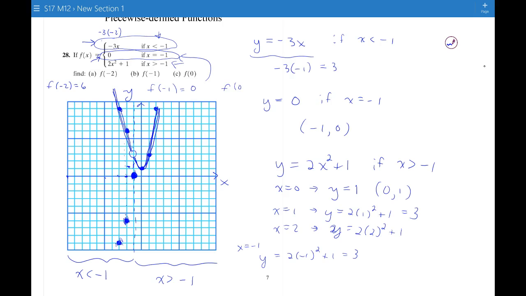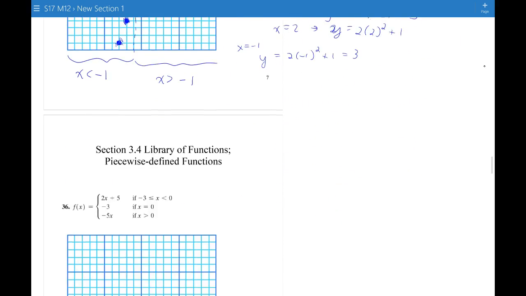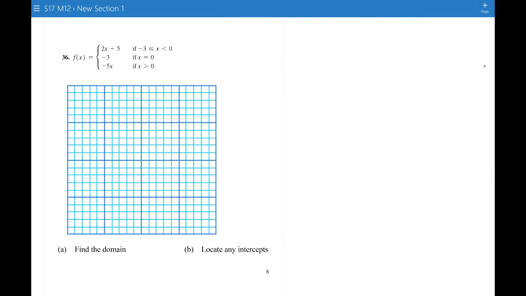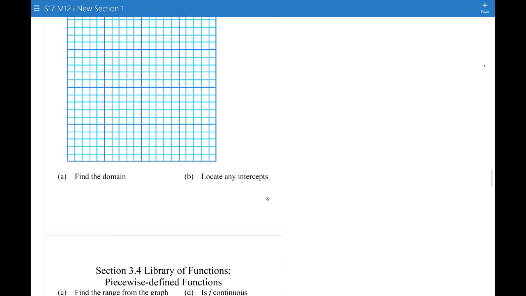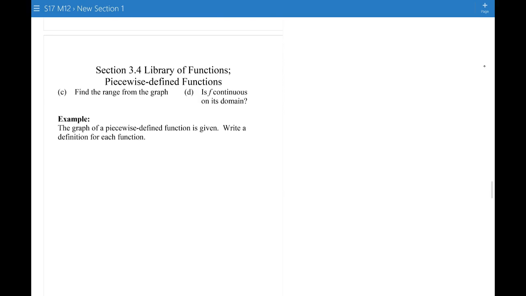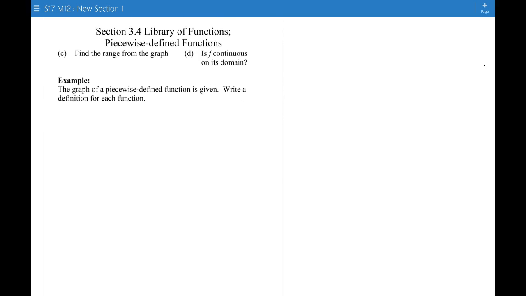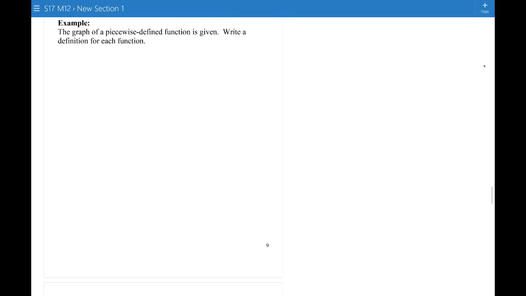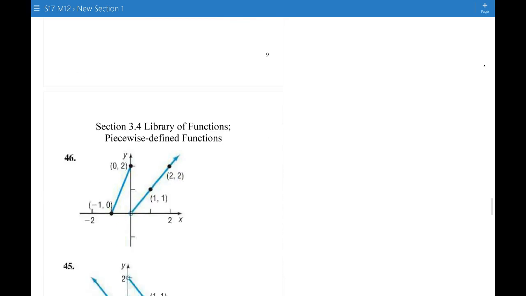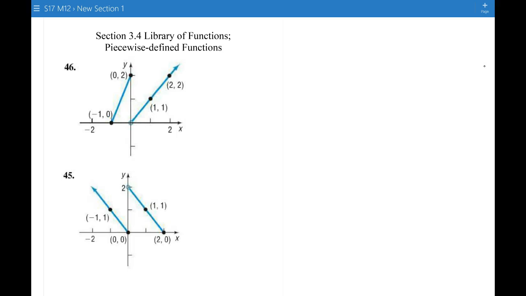And then f of 0 is 1. And that's because when x is 0, it's defined by this third description of the graph. So that's where you plug the 0 in. Okay, so that's a piecewise defined function. So let's do this one in class together. And let's look at an example where you have a graph given and you find the piecewise description of it.